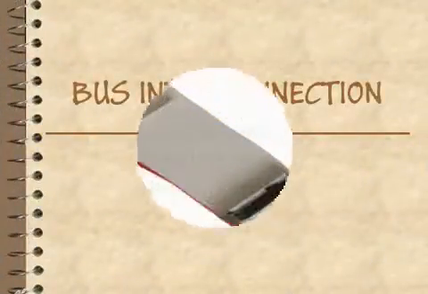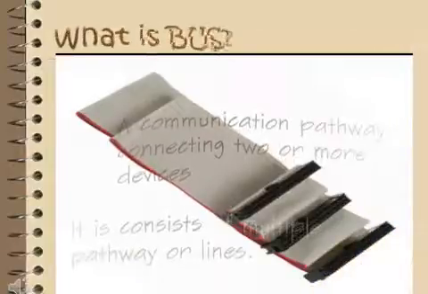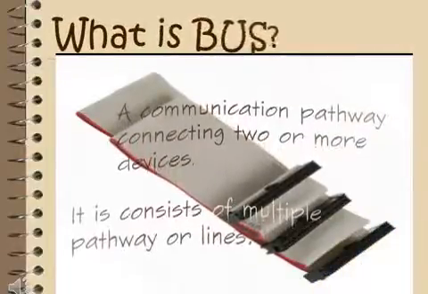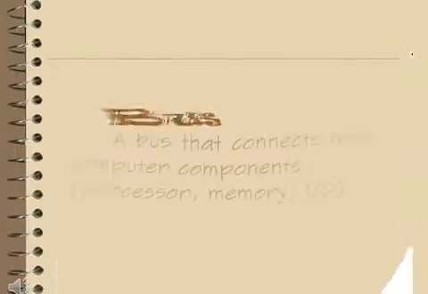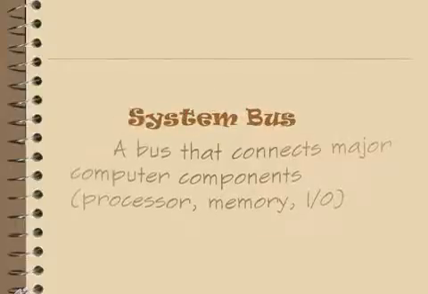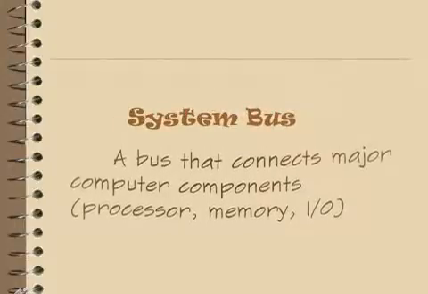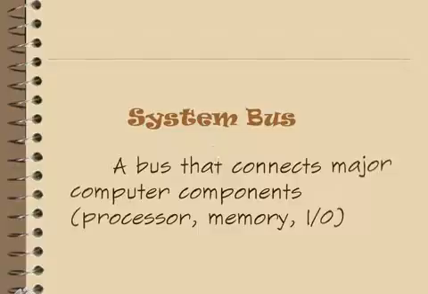Bus interconnection. What is bus? A communication pathway connecting two or more devices. It consists of multiple pathways or lines. System bus: a bus that connects major computer components, processor, memory, input and output.